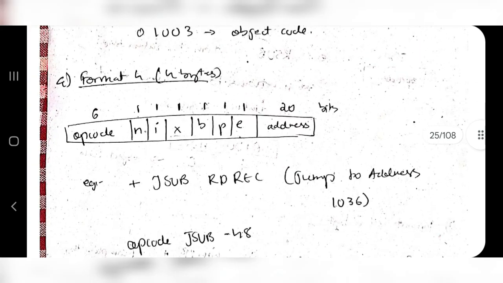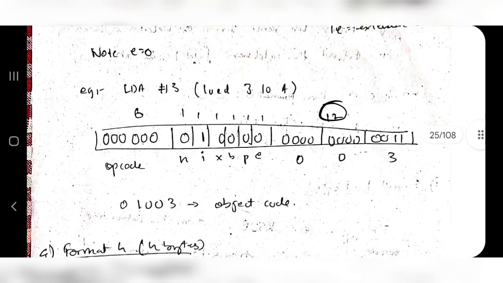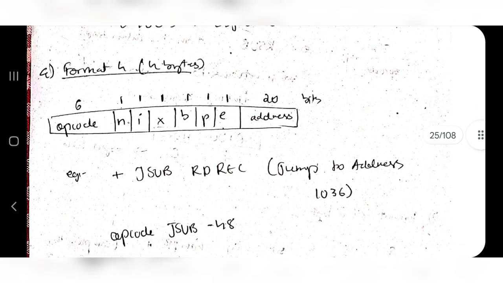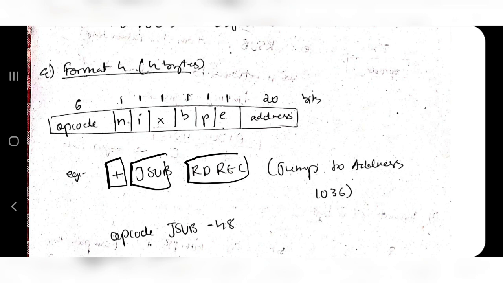The only difference in format 4 is that this is 12 here, right? 12 for the address is getting incremented to 20. That's the only difference between format 3 and format 4. One more difference: if there is a plus in the opcode, as in plus JSUB RDREC, RDREC is the address value which will be stored here, JSUB is the opcode which will be stored here, and plus specifies it's a format 4.